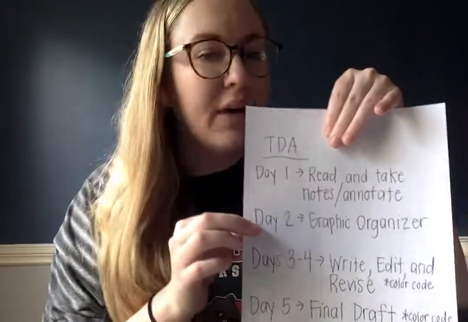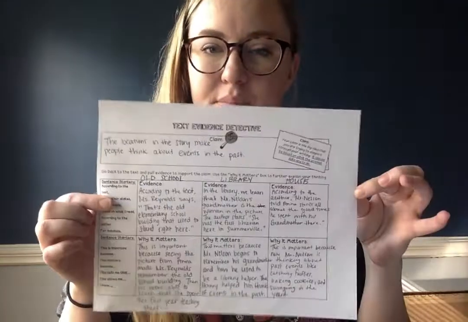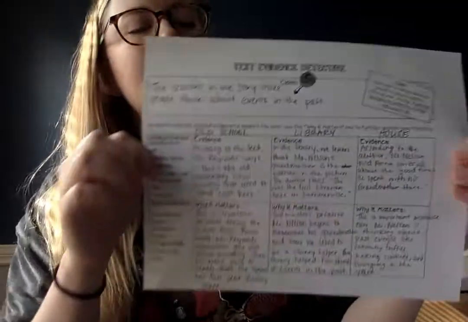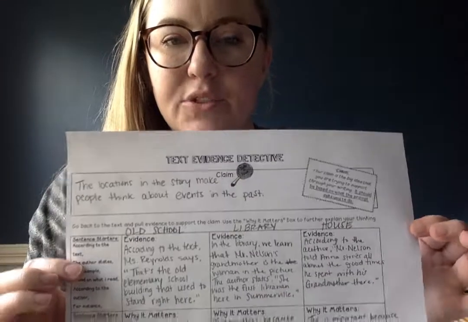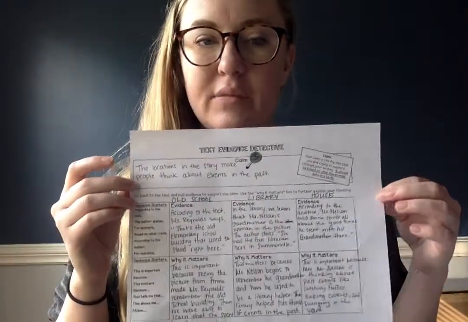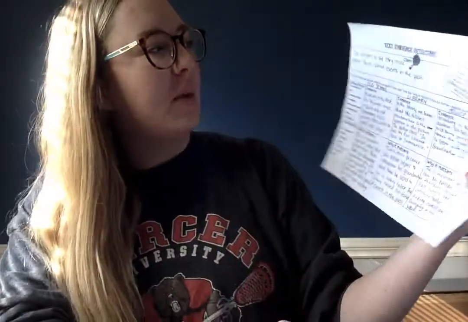Now today, day 2 says all you have to do is the graphic organizer. That is the one that looks like this. So this is the text evidence detective sheet that we have used since the first week of school. At the top, you put down your claim. You get your claim right from your prompt. Please use the prompt. You don't even have to come up with anything new.